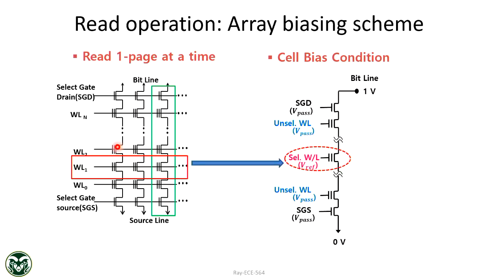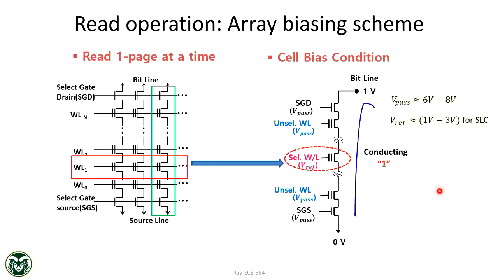Maybe in the next class we'll talk in detail about array level reliability issues. But today's class is about biasing condition: how we read in an array. This is how we read. You read word line 1, you have to put high voltages on the unselected word lines, which is called pass voltage, VPass voltage, because it has to pass the current, right?